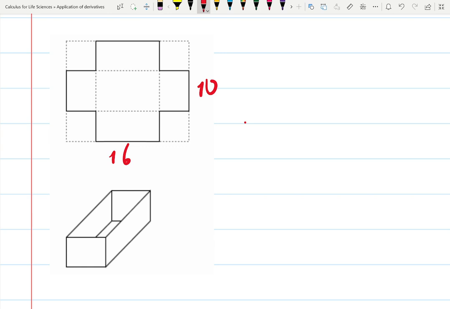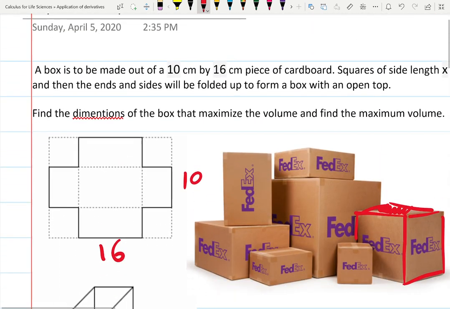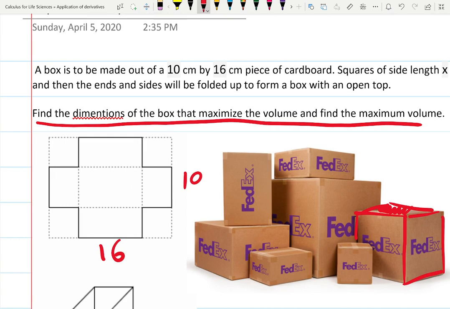So now, we don't know how much to cut. If you don't know something, how do you call it? How do you call things that we don't know in math? X. Let's call it x. We don't know how big the cut is, so let's call it x and say that we are looking for x to know how much to cut. The problem itself says find the dimension of the box that maximizes the volume and then find its maximum volume.